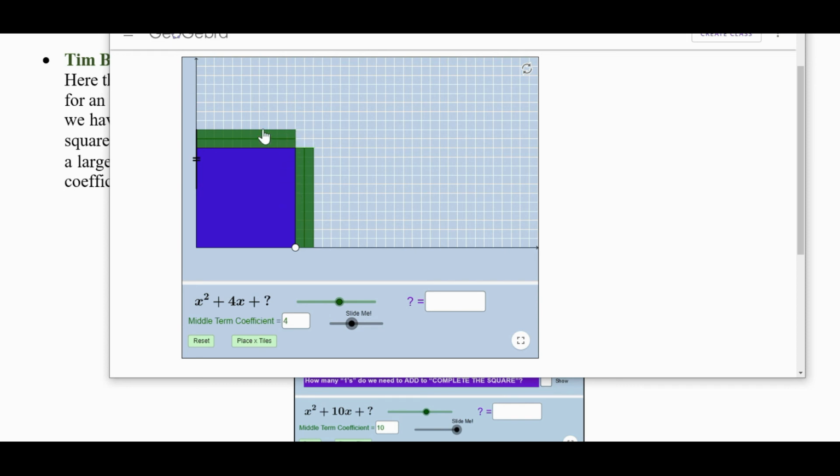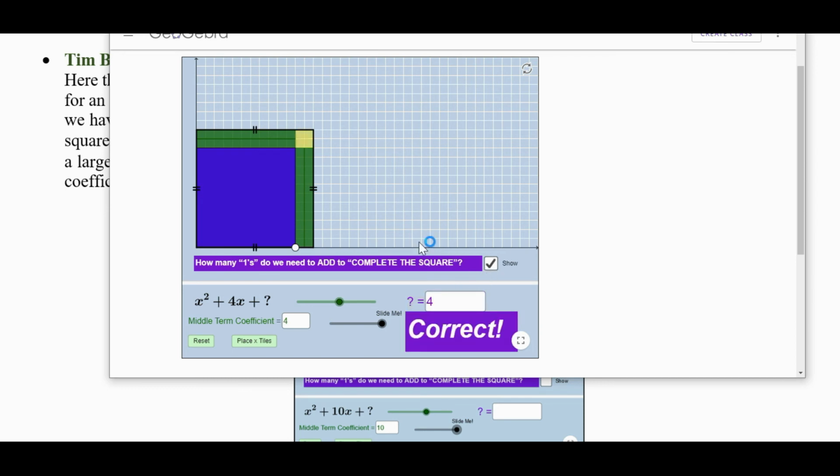And notice that we've almost got a big square, but we're missing a piece right there. So what you want to do is take that, pull that into a square. How many little squares do we need to complete the square? What's the answer? Well, if you count them there, that's 4. And sure enough, there are 4 there. It tells us if we get it correct or not.